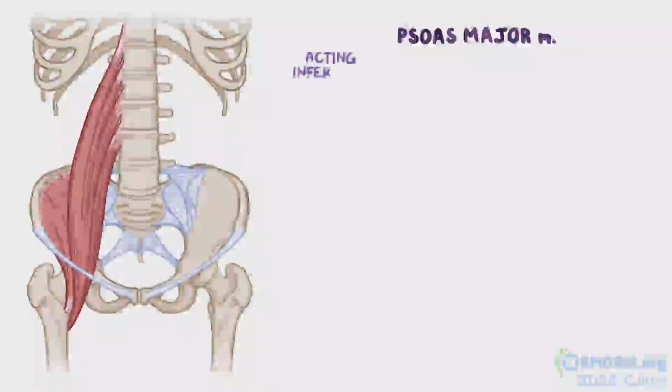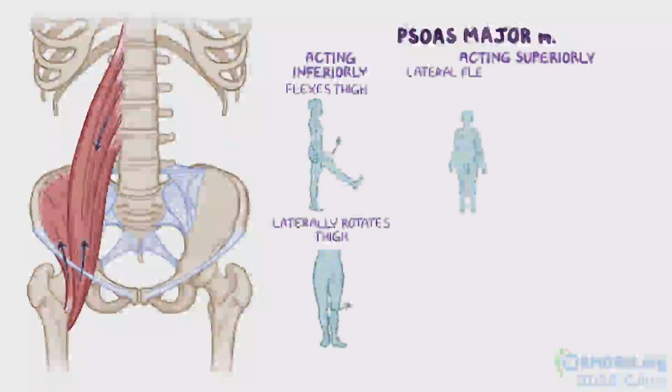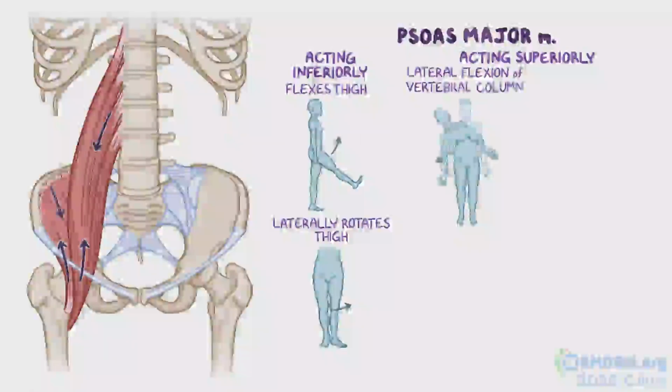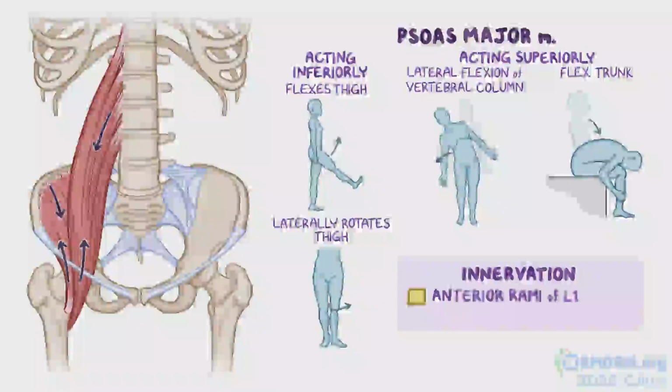When acting inferiorly with the iliacus muscle, the psoas muscle flexes and laterally rotates the thigh, and when it acts superiorly, it causes lateral flexion of the vertebral column. When sitting, the psoas muscle acts with the iliacus muscle to flex the trunk. The innervation of the psoas major muscle comes from the anterior rami of the L1, L2, and L3 spinal nerves.